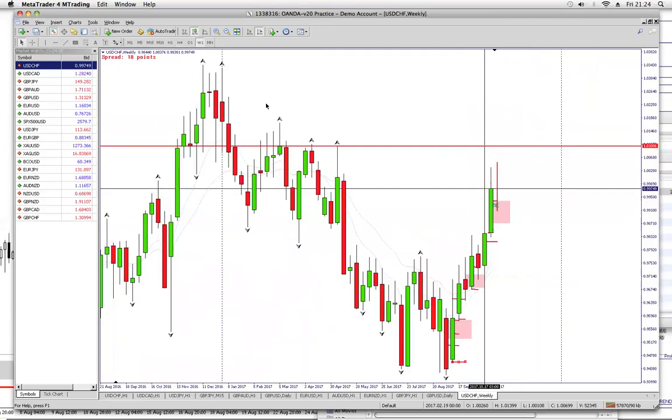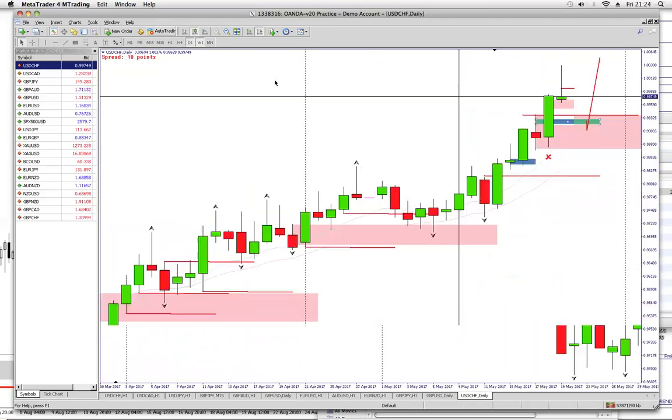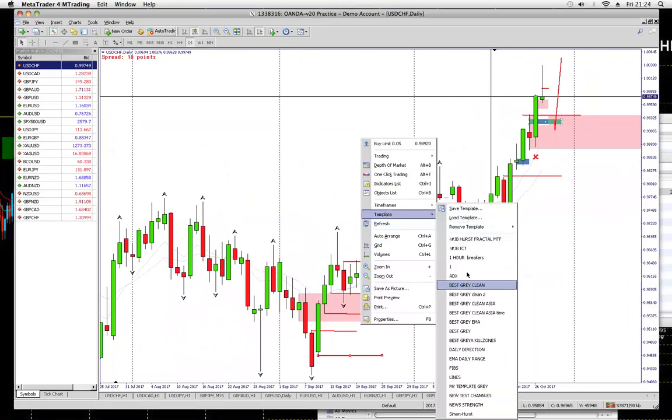One of the most important things as well is if it's going up on the weekly, the best thing to do is wait for a down day. Let's clear this chart off.